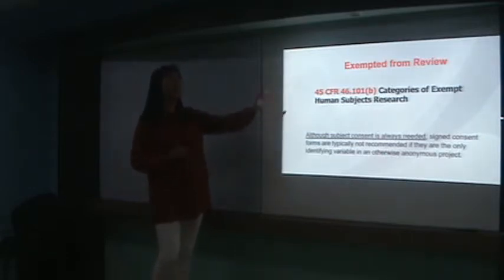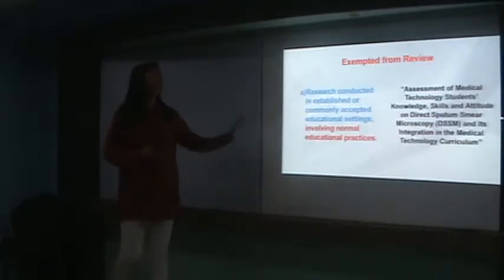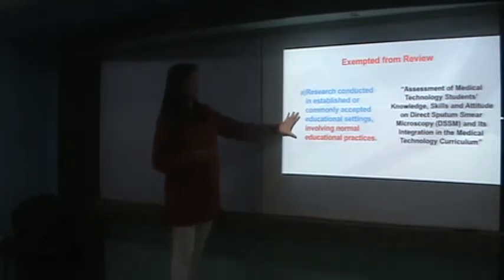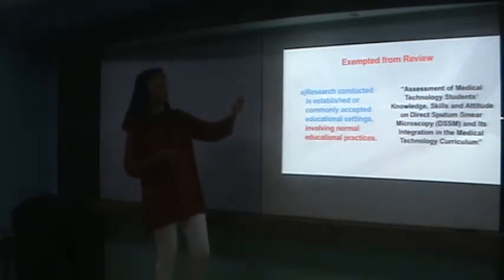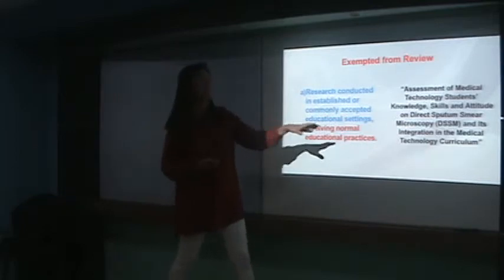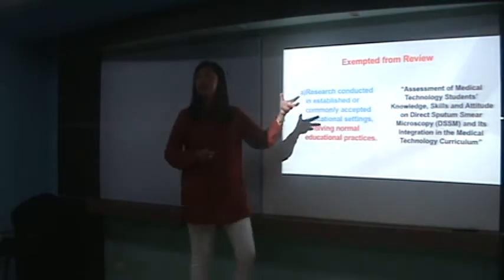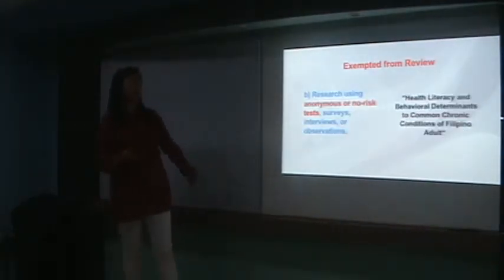Okay, for letter B, this is the categories of exempt for human subjects and research. So makikita natin kung exempted yung mga papers nyo sa ating review. So that involves normal educational practices. Ito yung example, assessment of medical technology students, ito KAP to, and its integration in the medical technology curriculum. So exempted siya. Then the other one is anonymous or no risk test during surveys.